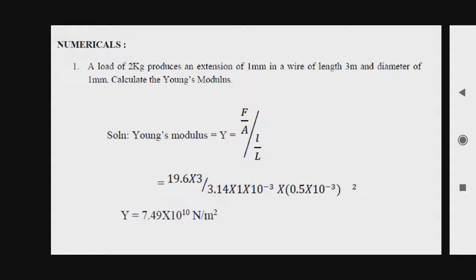Next, solution. Formula for Young's modulus is Y is equal to F by A divided by small l divided by capital L. Substitute: 19.6 into 3 divided by 3.14 into 1 into 10 to the power minus 3 into 0.5 into 10 to the power minus 3 whole square. The answer is Y is equal to 7.49 into 10 to the power 10 Newton per meter square.